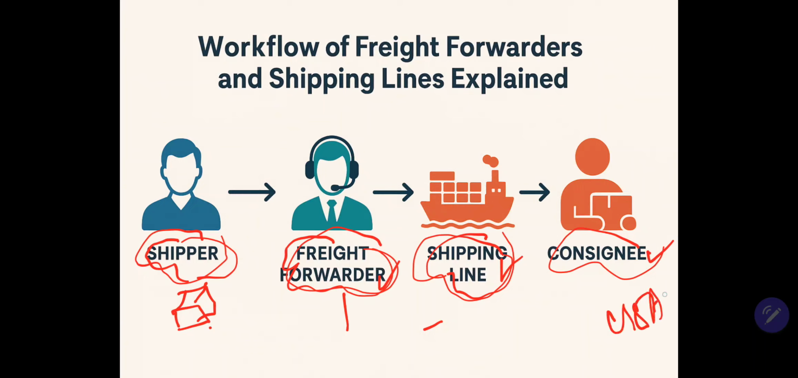For example, export furniture from Indonesia to USA, with the USA as consignee and Indonesia as shipper, or we can also call it Indonesia as exporter and USA as importer.